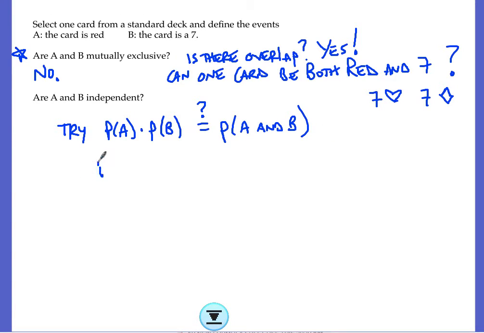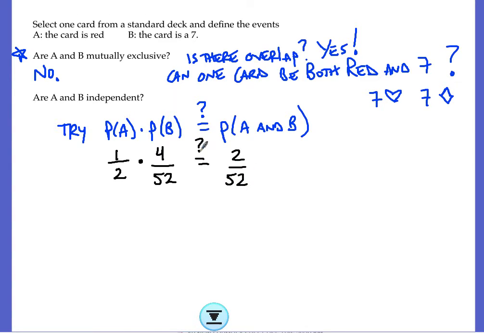All right, so the probability of A is that the card is red. What is the probability of having a red card? Well, half the deck is red, right? So the probability of the card being red is 1/2. The probability of B, the card being a 7: there are 4 7s in a deck out of 52 cards. Probability of A and B, being both red and a 7, that happens twice: 7 of hearts, 7 of diamonds, that's 2 out of the 52 cards.